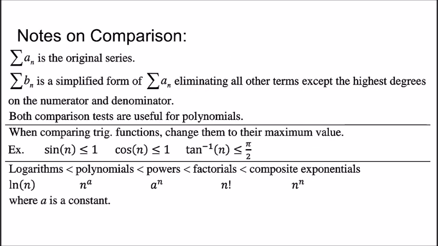Some notes on the direct comparison test. When adding to the numerator or subtracting from the denominator, the fraction gets bigger, so you can use it to test for convergence. When adding to the denominator or subtracting from the numerator, the fraction gets smaller, so you can use it to test for divergence.